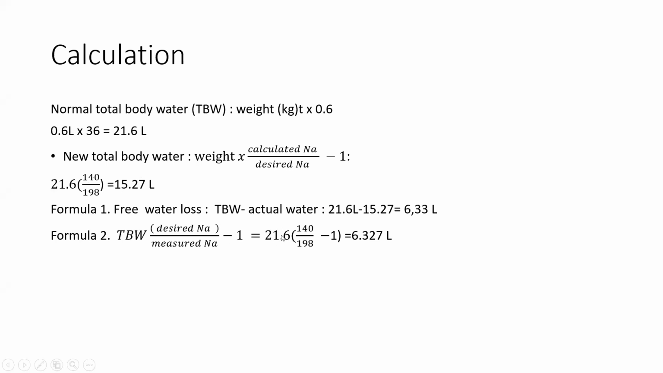So you get the total body water, times the desired sodium, divided by the measured sodium, minus 1. This is what you get as the water deficit. The other one was wrong. I think they understand now. If there's a question, they can ask me.